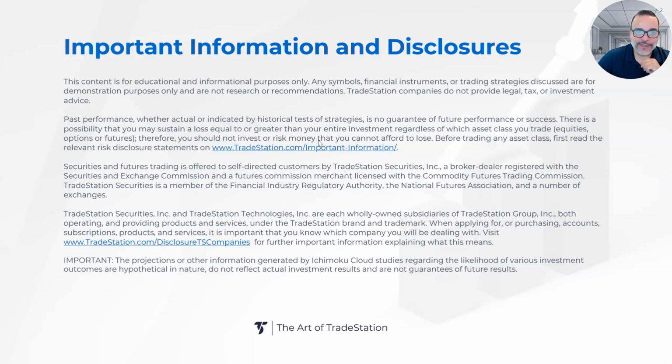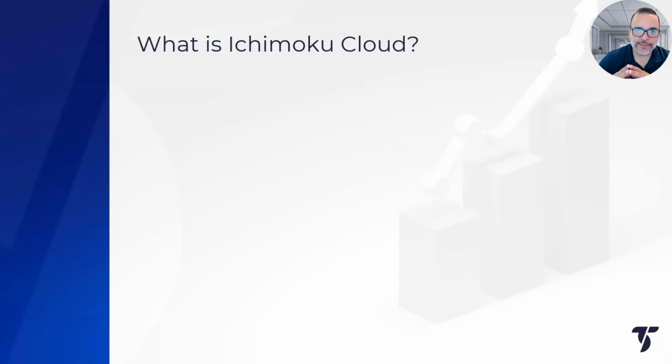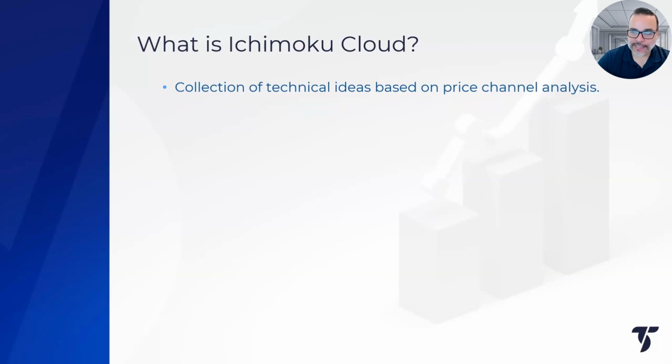All right, let's go ahead and talk about the Ichimoku Cloud. We're going to jump over to TradeStation as well and try to understand some of the signals that the Ichimoku Cloud is giving us. First of all, what is it? The Ichimoku Cloud is a technical study that is based on price channel analysis. We're going to go into the calculations, and you're going to see how similar the Ichimoku Cloud is to a simple price channel. It's a little bit more elaborate in the sense that we're looking at different time frames of the price channel, but it's the same concept.